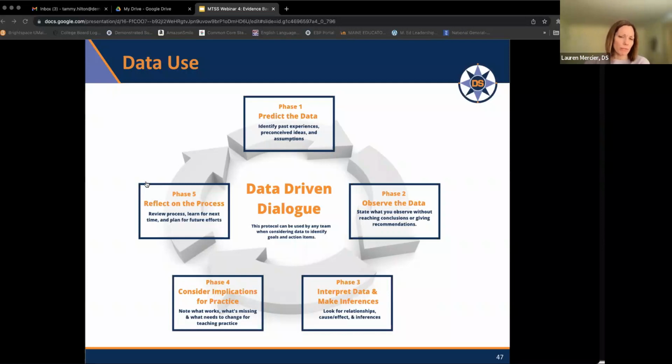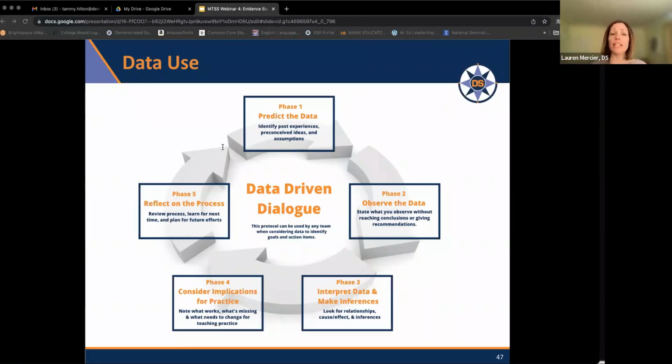So in phase one, really briefly, prediction, right? You are going to articulate as the educator what you're hoping to learn and expecting to see. So you're going to ask some questions and you're going to think about what your assumptions are, what you predict the data might show you, some of the questions that you have, and then what do you hope to learn from the data? And that's phase one.